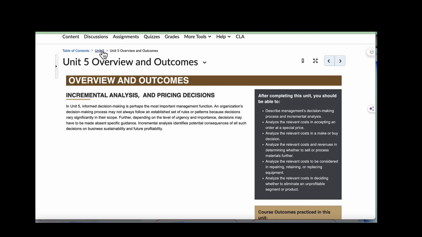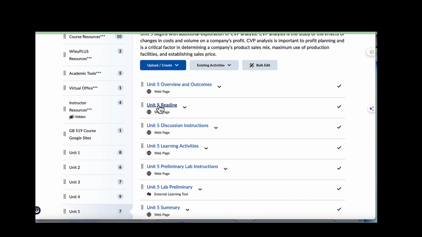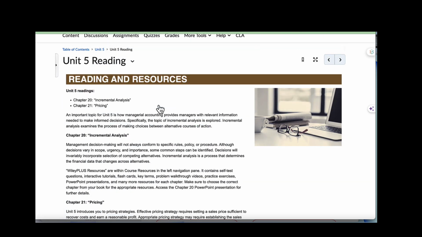So continuing on in our Unit 5 module, we have our readings. In this unit, we are going to talk about Chapter 20, Incremental Analysis and Pricing. So one of the major important topics in Unit 5 is how managerial accounting provides managers with relevant information, hopefully that is needed to make informed decisions. Specifically, the topic of incremental analysis is explored, which examines the process of making choices or choosing between alternative courses of action. And that is Chapter 20.